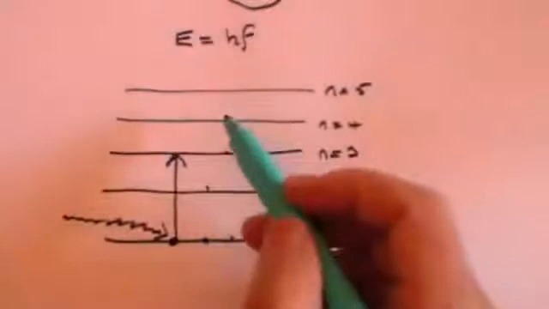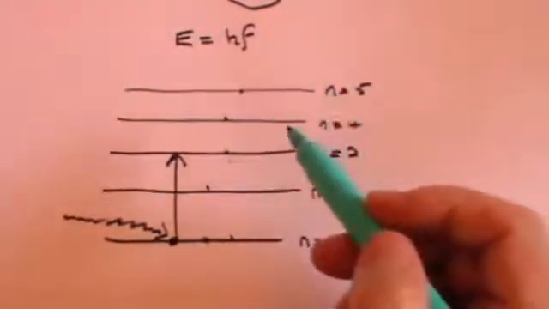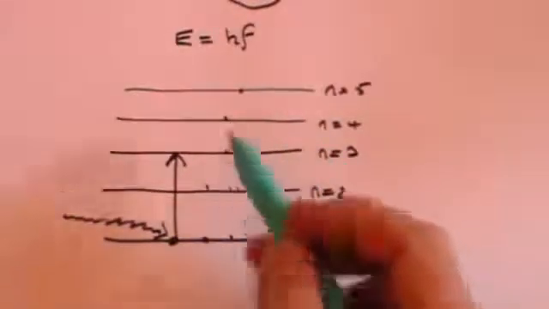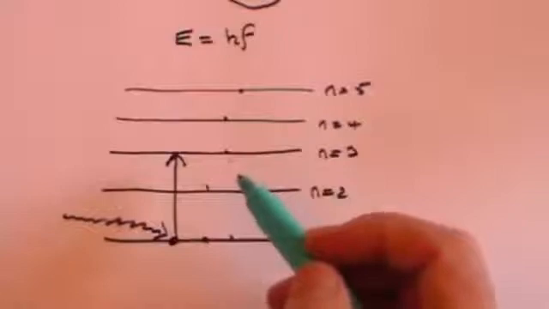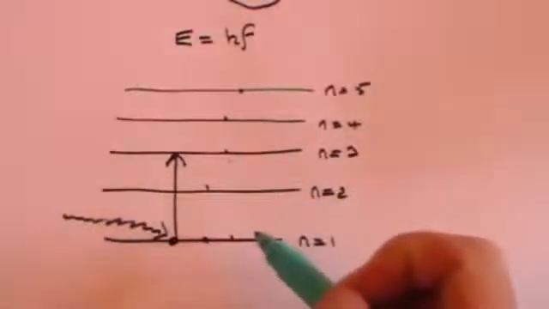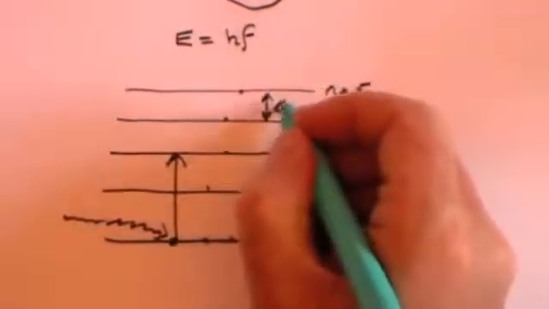Whereas at higher levels, you can promote an electron from this level to this level using infrared radiation. And in the middle, visible light will do the trick. So it rather depends on how close the levels are together, in other words, how big the energy gap is, call this delta E.